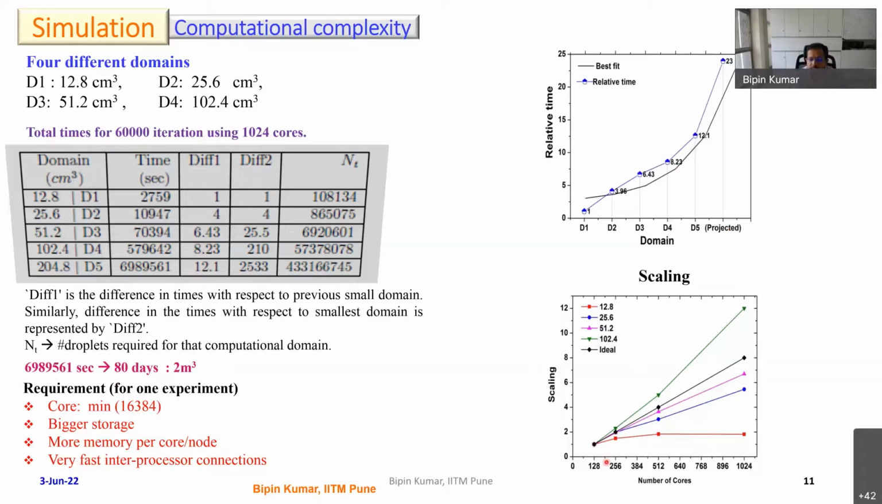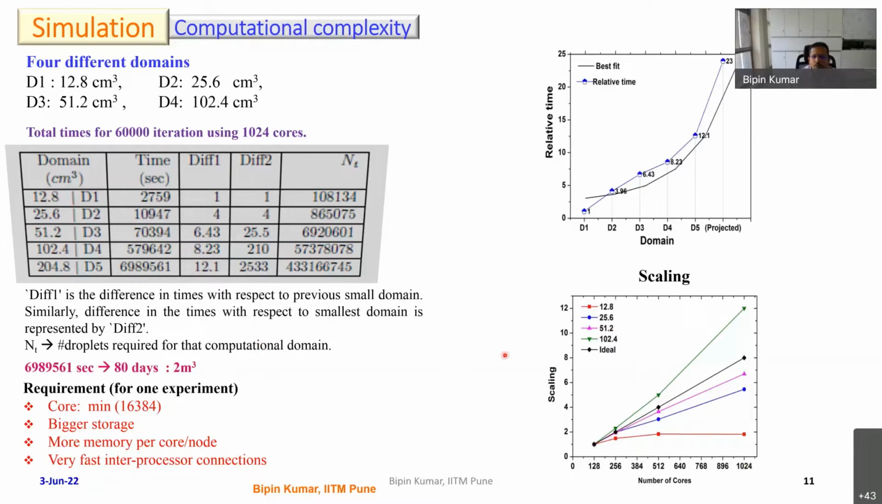So here, if we want to go to a 51 centimeter cube, and we take the 1024 cores, then it is optimized, and we are reaching near the ideal condition. We even sometimes get super linear speedup. But this is all up to a half meter or 1 meter cube. We can go for that, but how much time it takes is different. That time is given in this table.